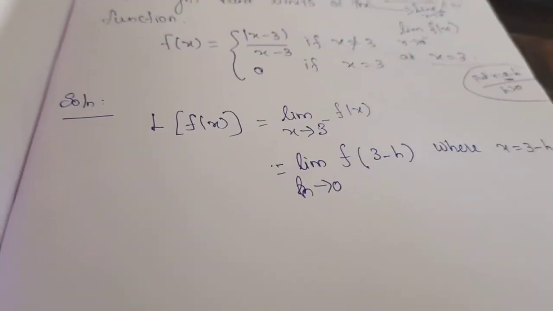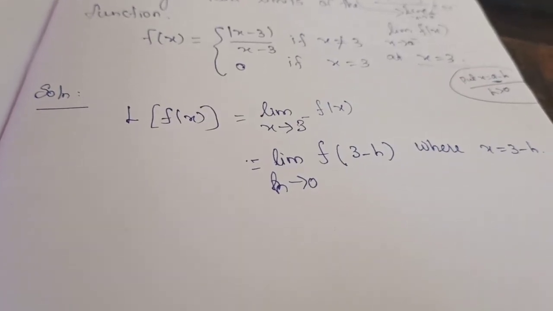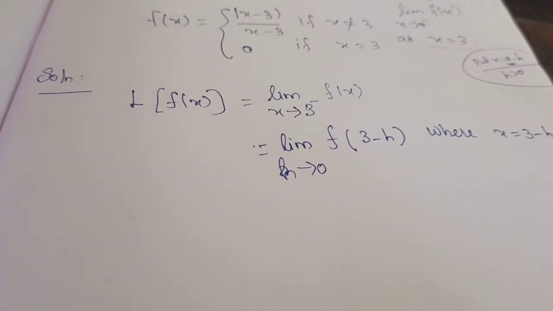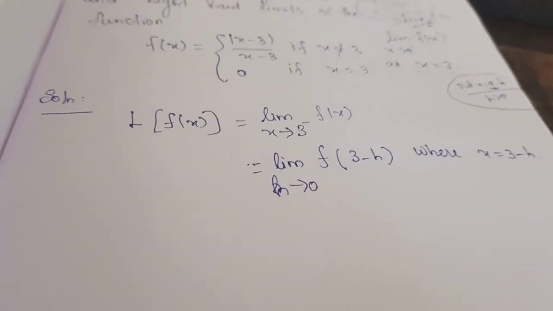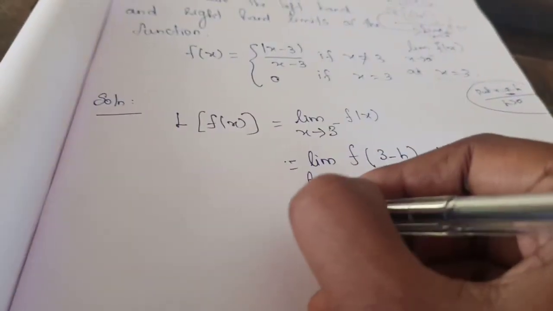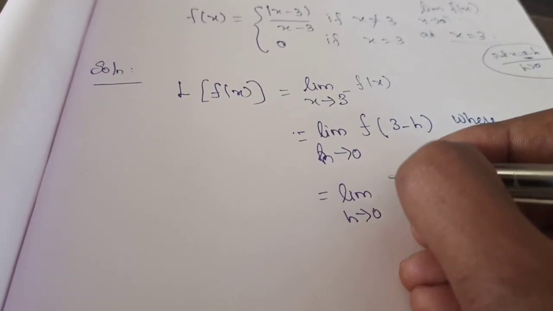So L of f of x is equal to limit x tends to 3 minus of f of x, which is limit h tends to 0 of f of 3 minus h, where x is equal to 3 minus h. So that is equal to limit h tends to 0.